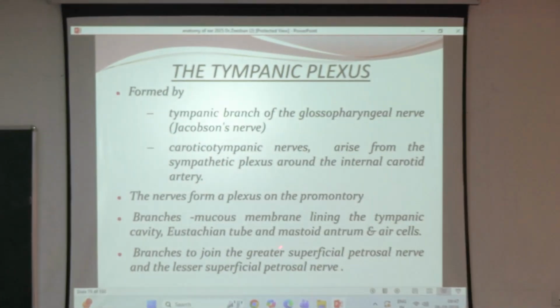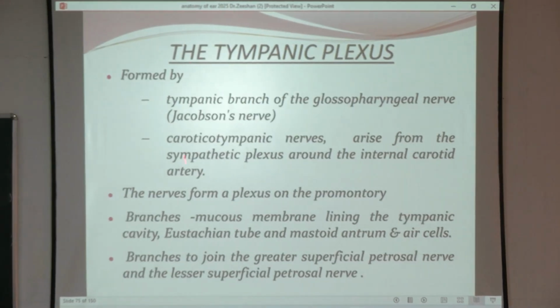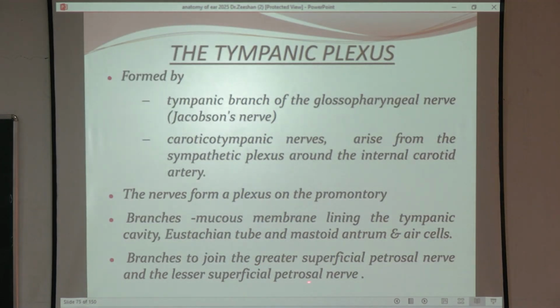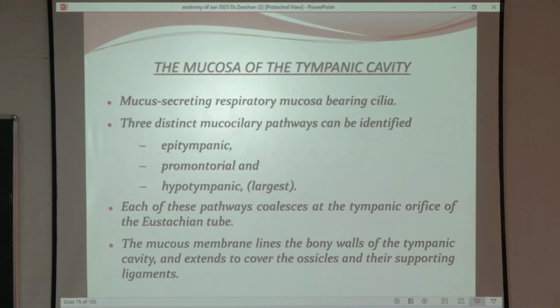The nerves form a plexus on the promontory, branches the mucous membrane lining the tympanic cavity, Eustachian tube and Mastoid air cell system. Branches to join the greater superficial petrosal nerve and lesser superficial petrosal nerve. All right. The mucosa of the tympanic cavity, mucus secreting respiratory mucosa bearing cilia. Three distinct mucociliary pathways can be identified: epitympanic, promontorial, and hypotympanic. Each of these pathways coalesce at the tympanic orifice of the Eustachian tube.